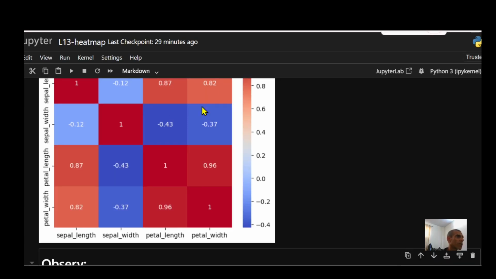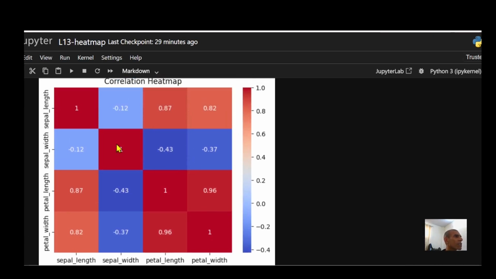Let me just decrease the size of this. The shape on this side is always going to be the same as the shape on this side right here. Well, that's because this one is the relation between sepal width and sepal length, and this one is the relation between sepal length and sepal width. So basically, it's the same thing. The only thing is that the column names have been transposed.